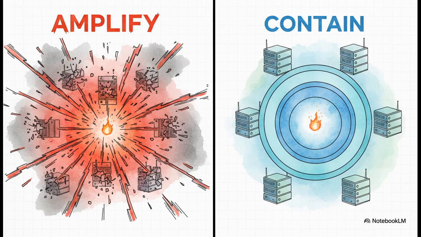So what's the bottom line? We really need a shift in our thinking. Our systems can either amplify a small fire into a massive explosion, or they can contain it. The goal isn't to prevent every single spark. That's just impossible. The real goal is to build systems that can contain those failures and keep the blast radius small before it becomes a catastrophe.